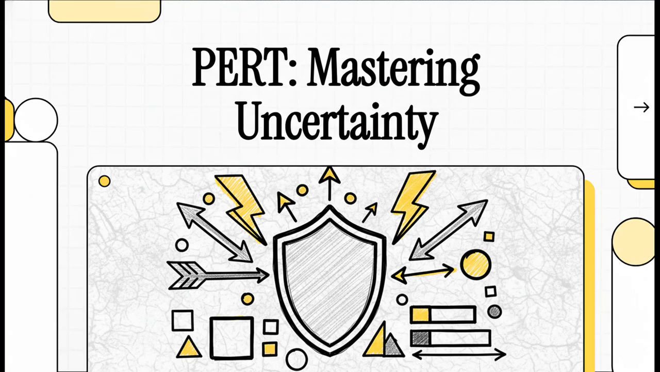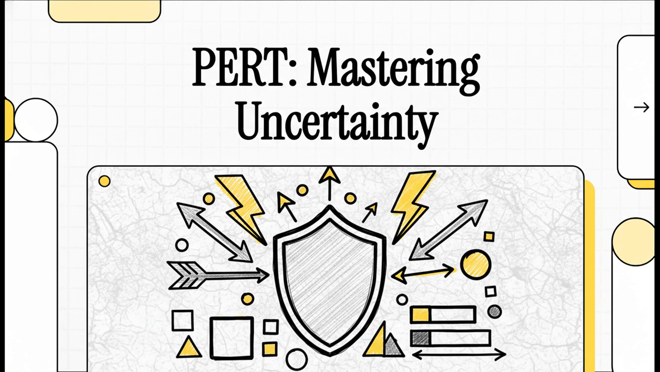You're staring down a complex project. It's full of unknowns, and someone wants a deadline. How do you give them a timeline that isn't just a wild guess, but a real, statistically sound forecast? Well, you don't just need a plan. You need a way to navigate that uncertainty.